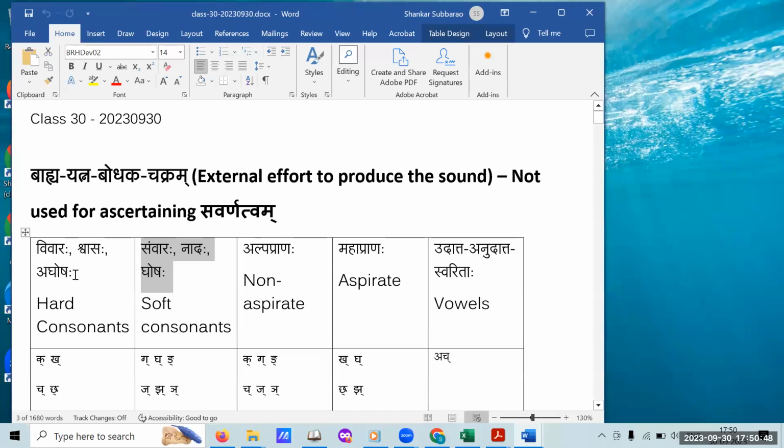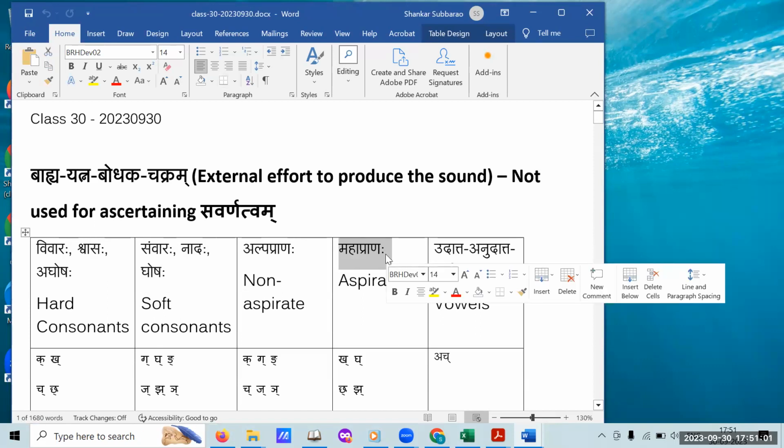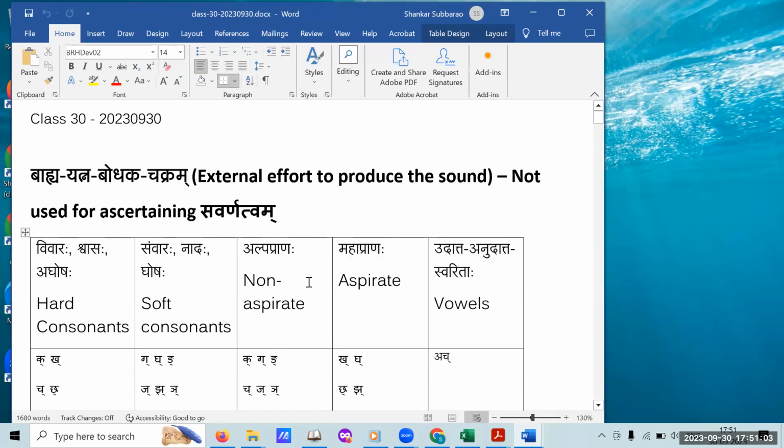So Aghosha, Ghosha, Vivara, Samvara, Shwasa, Nada. That's how the opposites are here. And then we have Alpa Prana, Mahaprana. This is pretty straightforward. What is Alpa Prana? Where the amount of air you expel is less. What is Mahaprana? Where you expel more air.